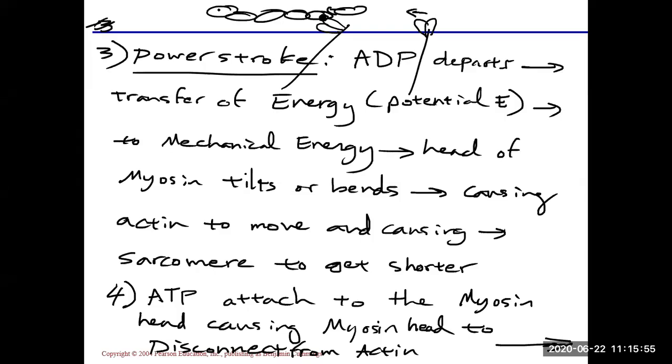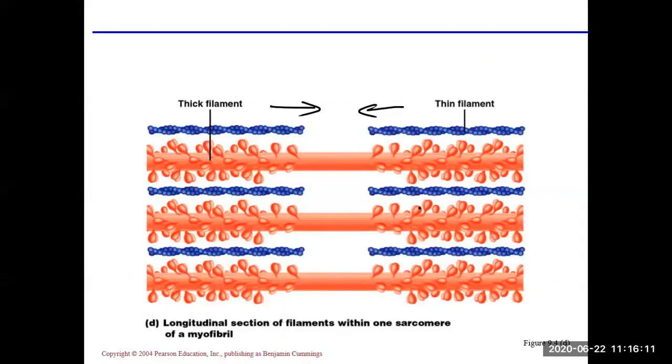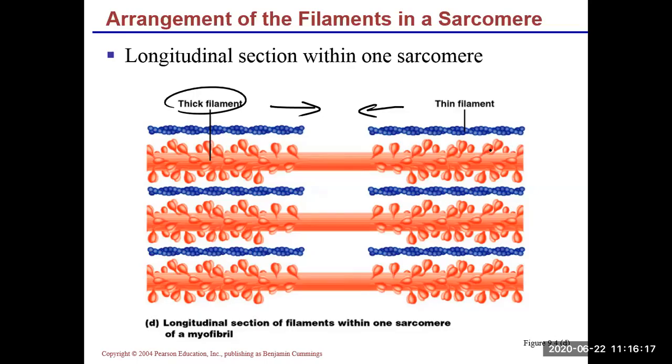Now, it's not just one; other myosin heads nearby can do the same thing as well. So this is called a power stroke. If we take a look at this diagram right here, you could see many of the thick filaments start attaching here, and here, and here. Same thing here. Once they get connected, they can tilt the head. Once they tilt the head, you can see what happens.